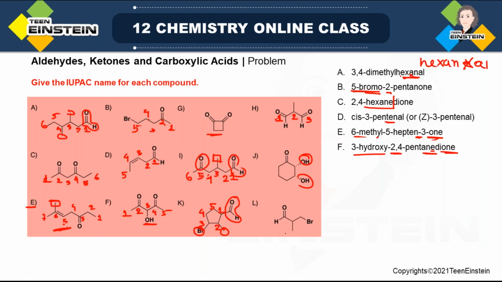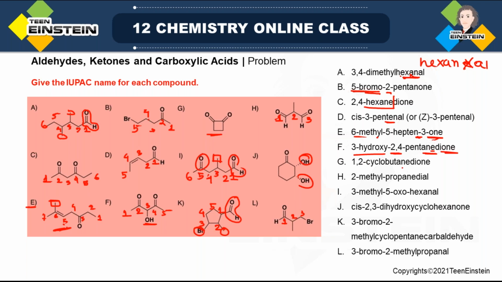Next one, it is not a ring structure, open structure. We have an aldehyde group. This is 1, this is 2, this is 3. 2 position methyl, 3 position bromine. But bromine you have to write first. 3-bromo, then 2-methyl because of alphabetical order, and propanal.